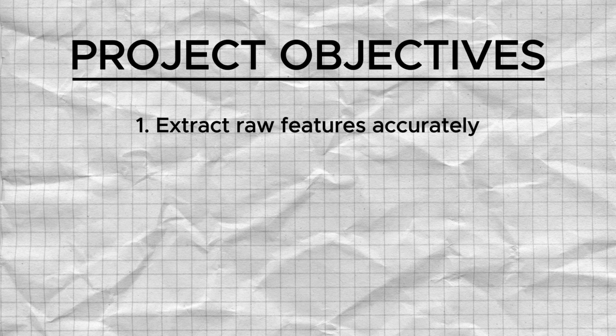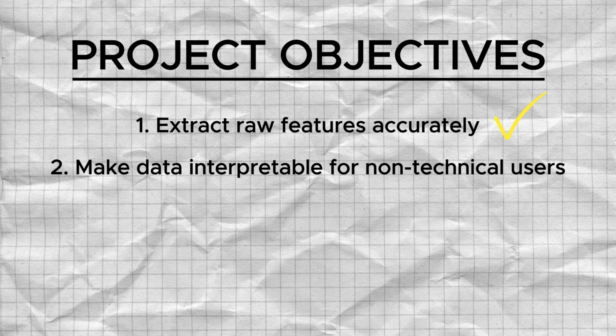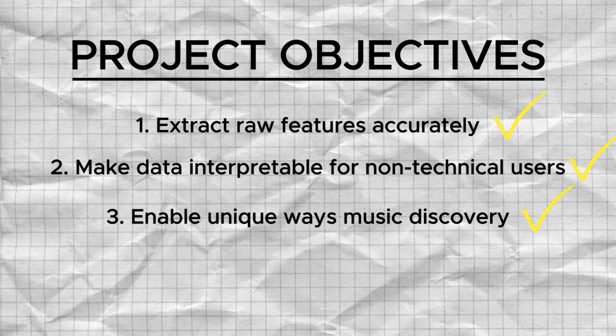Bringing it all together, let's look back at the project's three core objectives. First, accurately extract acoustic features from raw audio. Second, make those features interpretable for non-technical users. Largely met. Users rated their understanding after using the app highly, but feedback also shows that there's still work to do in improving explainability. Third, enable music discovery through novel techniques. Met. Semantic search, similarity maps, and acoustic filtering enable discovery through techniques that are simply not available on mainstream platforms.